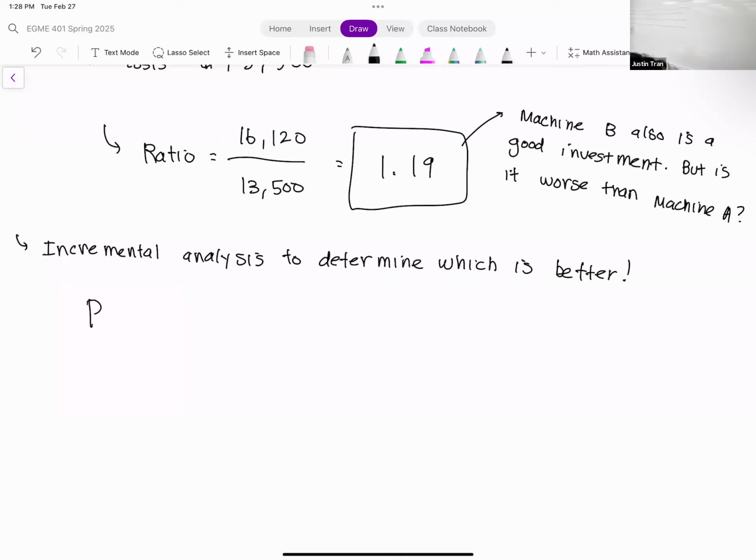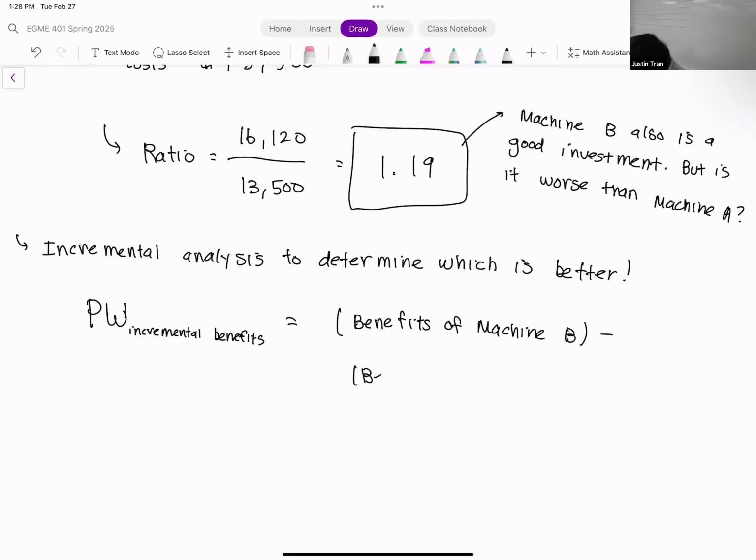So let's take the present worth of the incremental benefits. The operation that we're going to do here is the benefits of machine B, since B is the more expensive one, minus the benefits of machine A. You take the benefits of machine B and subtract the benefits of machine A.